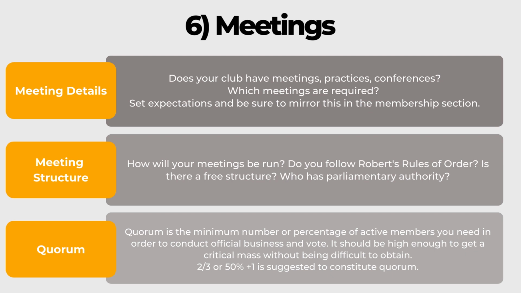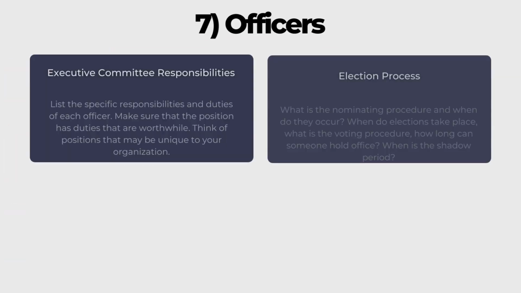Quorum is the minimum number or percentage of active members you need in order to conduct official business and vote. It should be high enough to get a critical mass without being too difficult to obtain. Two-thirds or 50% plus one is suggested to constitute quorum.